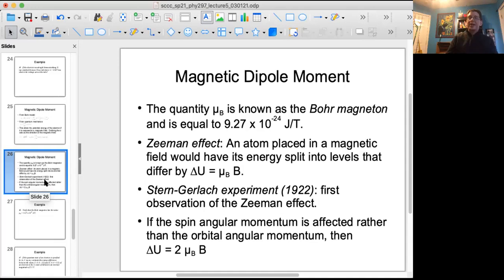So theory led experiment in this case. Theory said that that split in energy levels had to be there, and it took Stern and Gerlach to make the experiment to prove it. And so if the spin angular momentum is affected rather than the orbital angular momentum, then delta U is equal to 2 times mu B times B, again B being the magnetic field.